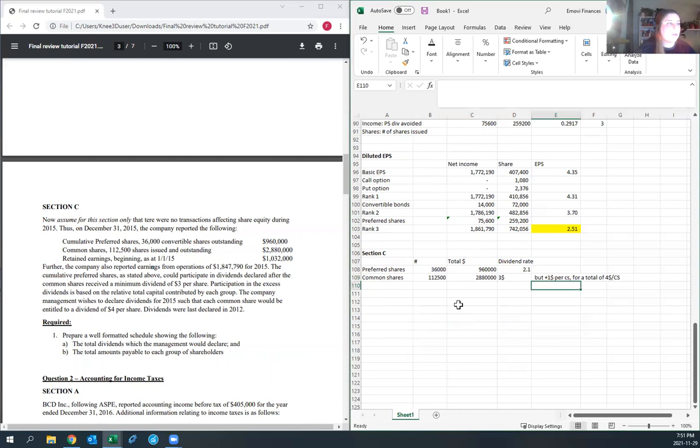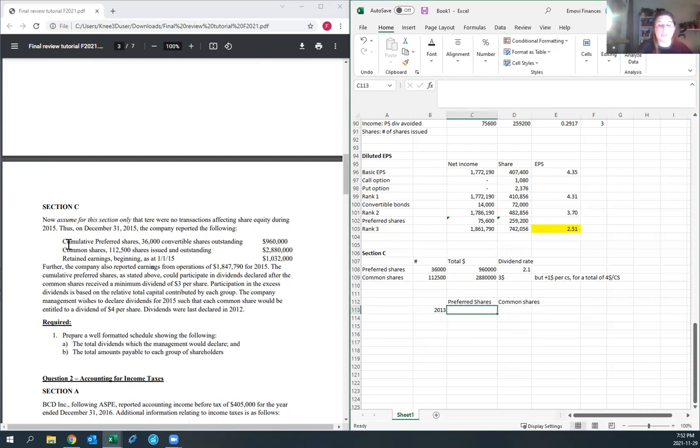Okay, so after that, I'm going to put here my preferred shares and my common shares. And then here I'm going to calculate the amounts. So the preferred shares, they are accumulated. That means that any dividends that haven't been paid in previous years, you're going to have to pay now first before you're paying any dividends to your common shareholders. They say that the dividends were last declared in 2012. So the last time that the preferred shareholders have been paid is in 2012. So now we're in 2015. So that means that in 2013 and 2014, they haven't been getting their dividends. So we have to pay these first.